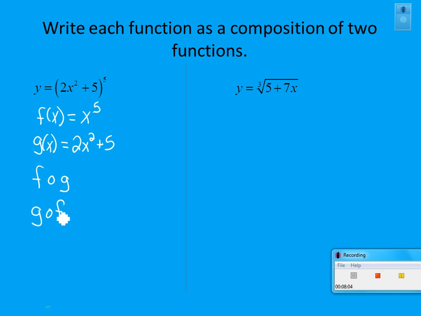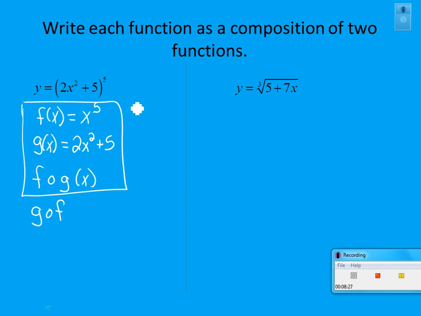So if you think about it, let's look at f composition g. It says pick up the function of g, which would be that, and place it right there. Well, if I do that, I'm going to have (2x squared plus 5) to the 5th. So there's my answer. I just made it up.